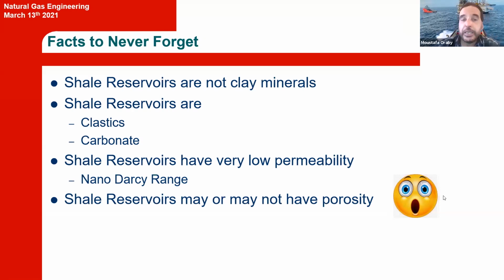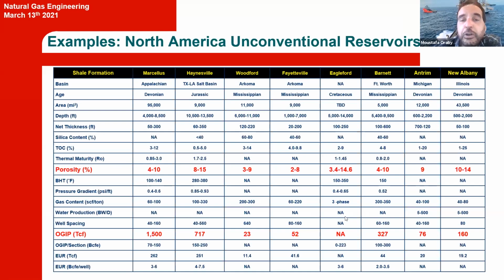So now, here are examples from many fields in North America. Here is the Marcellus, for example, the Haynesville, the Woodford, the Fayetteville, Eagle Ford, Barnett. Look at the range of porosity here. For the Marcellus, one of the most famous, it is from 4 to 10 pu. Average is about 5 pu. Does 5 pu make a reservoir in the conventional arena? No. 5 pu will never make a reservoir. It's not going to be economical. But 4 to 10 is a huge reservoir in Marcellus.